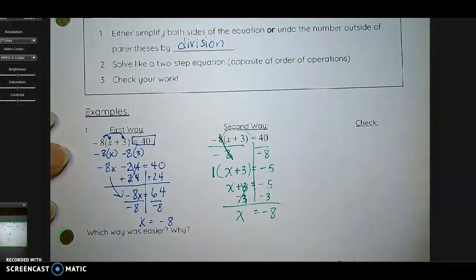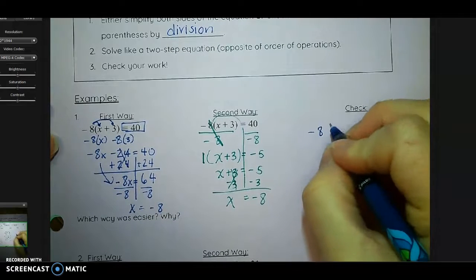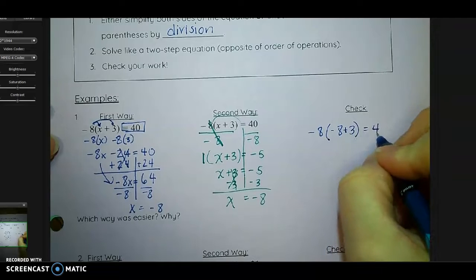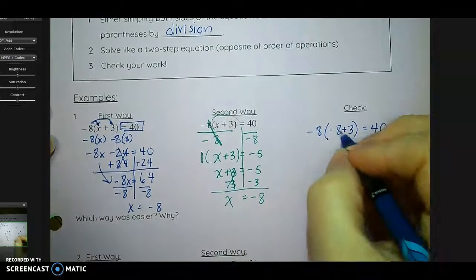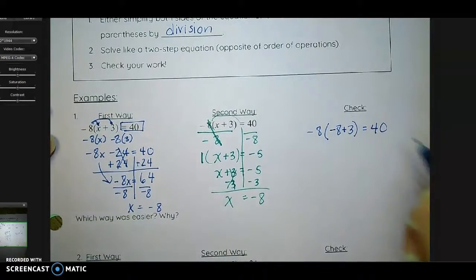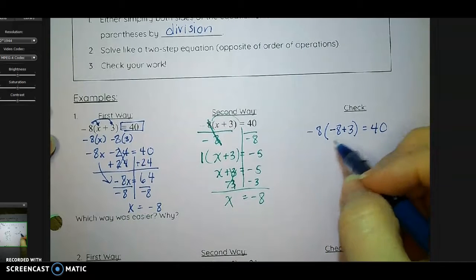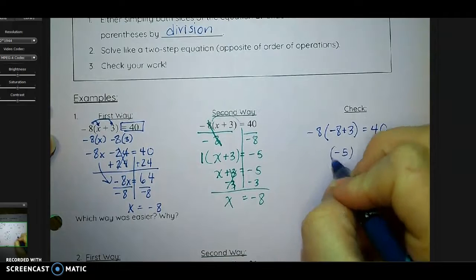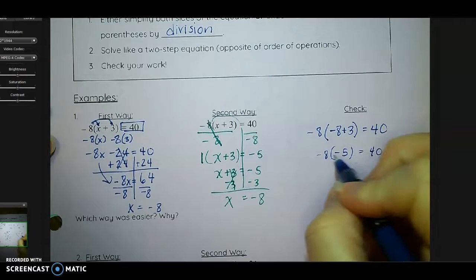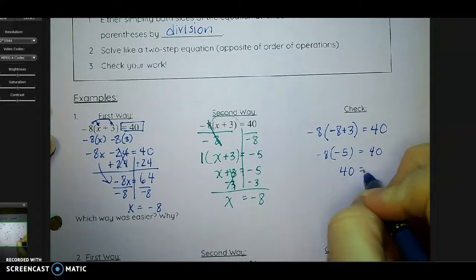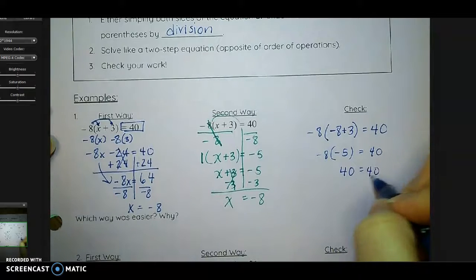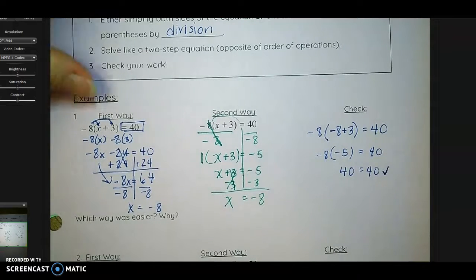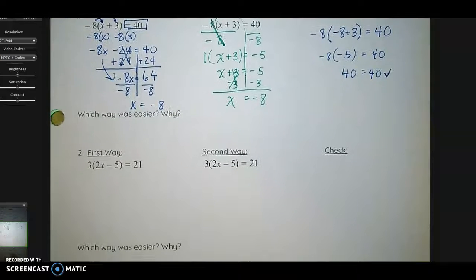But let's double check and make sure our answer is correct. So I have negative 8 times negative 8 plus 3 equals 40. Well, now I can go back to thinking I need to do what is inside my parentheses first. I could distribute and then do the addition. That would work as well, but I can just take care of what's inside my parentheses first. So I have negative 8 times negative 5, which gives me positive 40. And since I end up with both, and this is a true statement, I can say that my answer does check out.